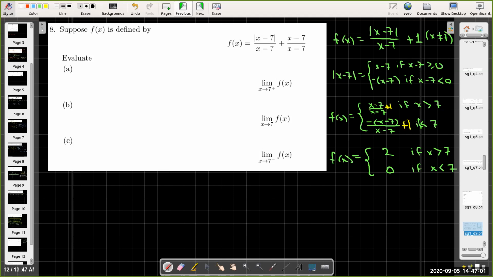So now, once I've done all of that simplification, the rest of the question should be fairly simple. The limit as x approaches 7 from the right, meaning x is greater than 7, is going to be 2. The limit as x approaches 7 does not exist because the left limit is going to be different from the right limit. In fact, the left limit is going to be 0. So really, after we do all the algebraic simplifications, evaluating the limits was the easy part.